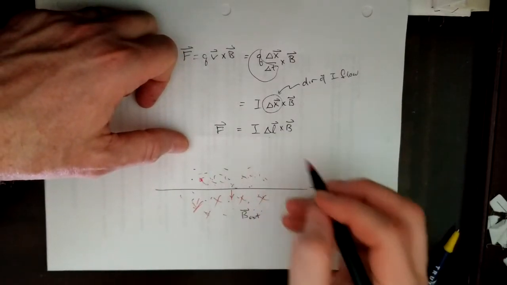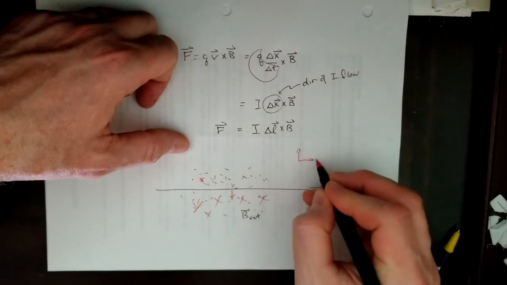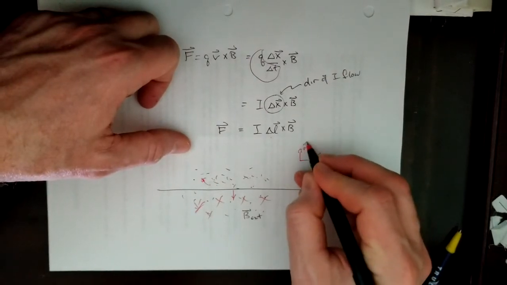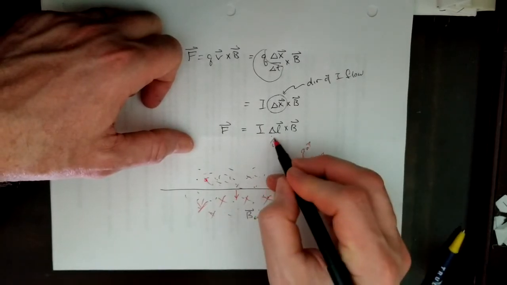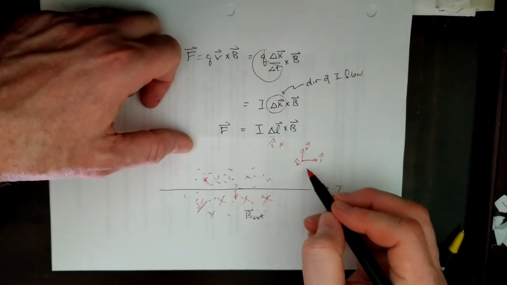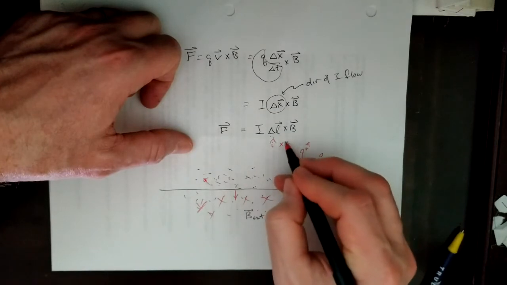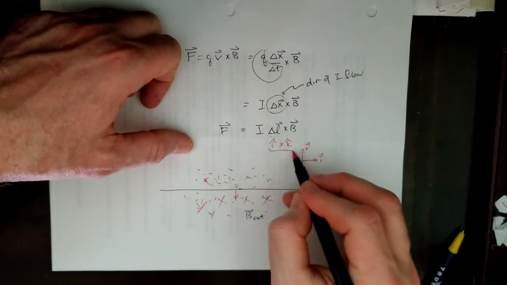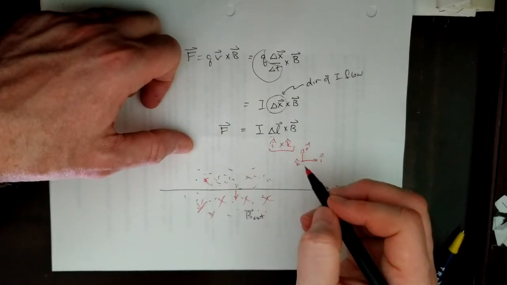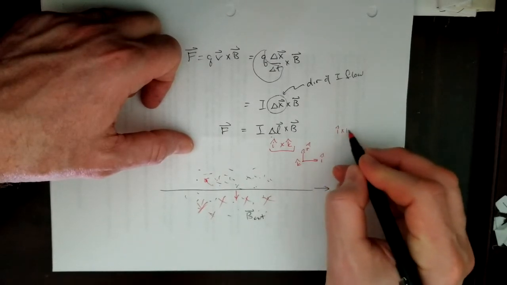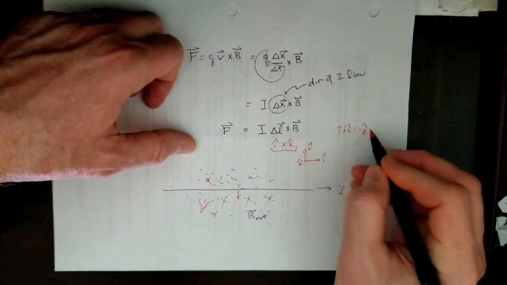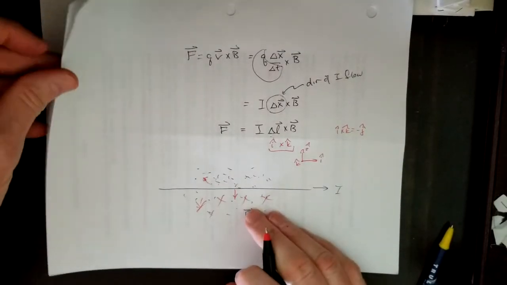Or the current's going off to the right. If I set up an IJK, this is the direction of current flow, which is I hat. B is in the K direction. And so I cross K is negative J. I cross K, negative J. Notice the implications of this.